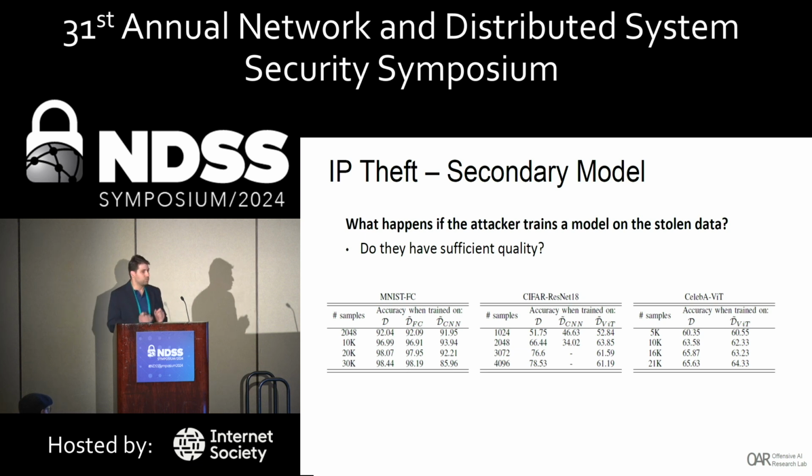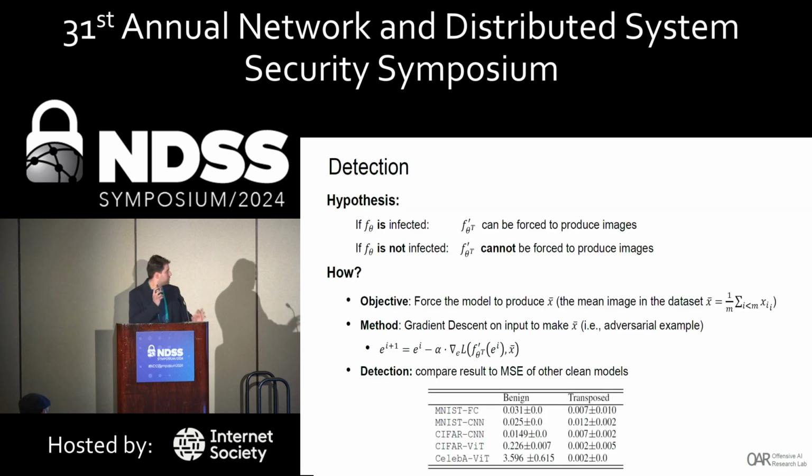We can see that when we memorize half of the MNIST dataset, we get an accuracy drop of only 0.2%, and in a similar manner, when we memorize 21,000 images from the Celeb-A dataset using a vision transformer model, we get a performance drop of only 1%, meaning that the extracted images are fully usable and can be used instead of the original ones. This is an actual IP theft.